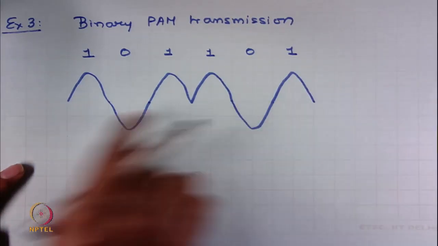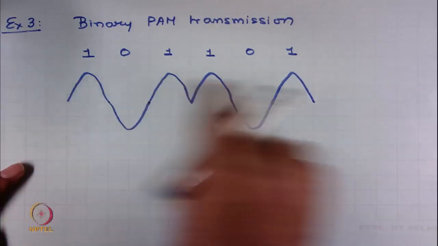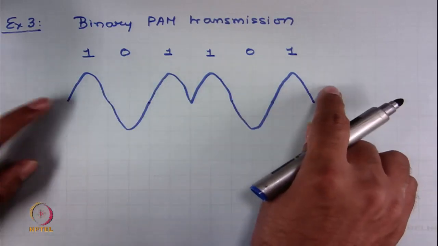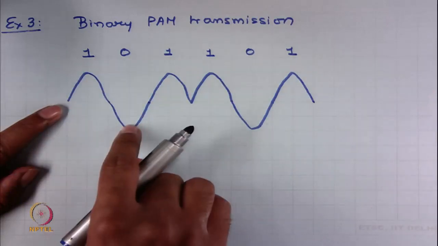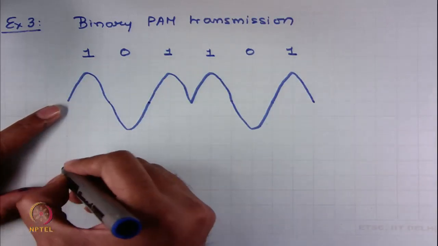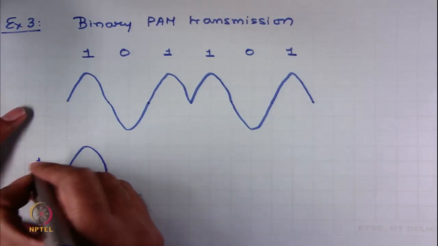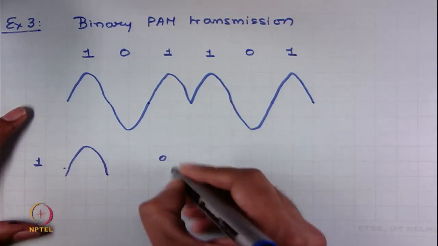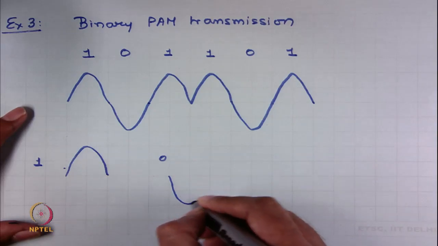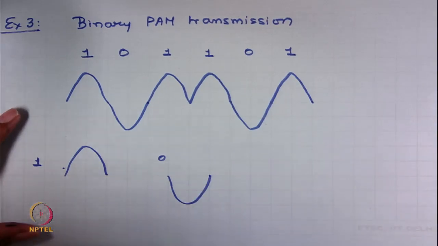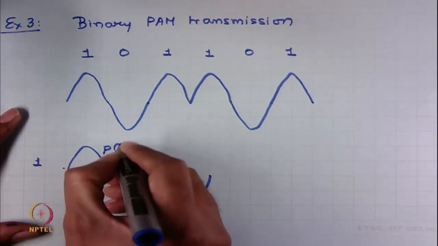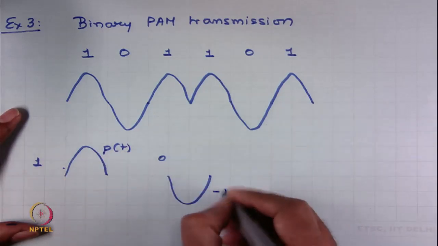So, I can construct a binary PAM signal by thinking that I have used 2 pulses. I have used basically a pulse like this to represent 1, and to represent 0 I have used a pulse shape like this. So, if I call this P(t), this will be minus P(t).